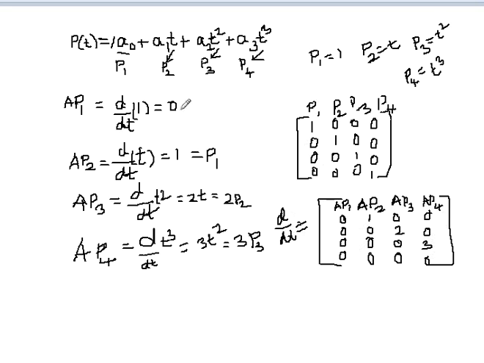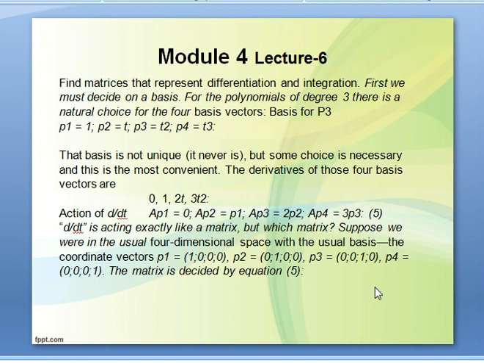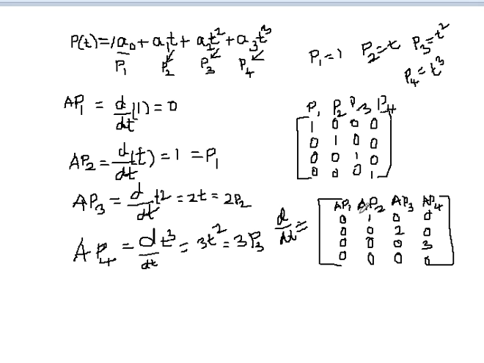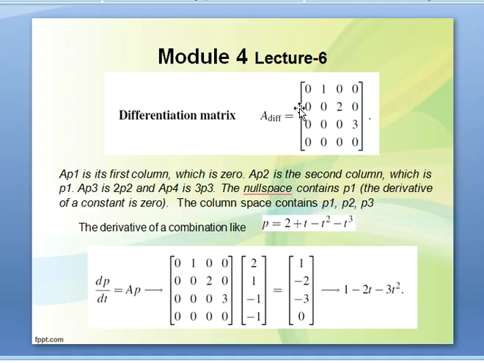So the d by dt matrix is nothing but this one. The first column is 0, because the differentiation of a naught has given 0, and the further ones are as it is. So the resulting differentiation matrix A is just what we have constructed: all zeros, then 1, 2, 3 in this way. It is the differentiation matrix.